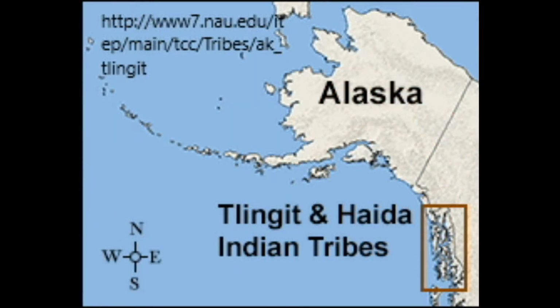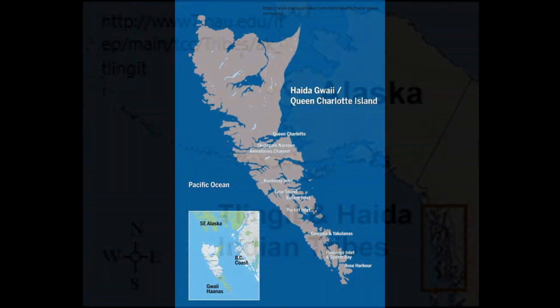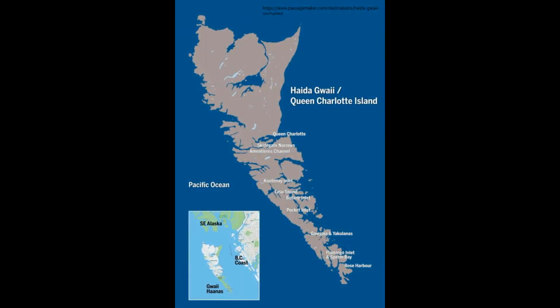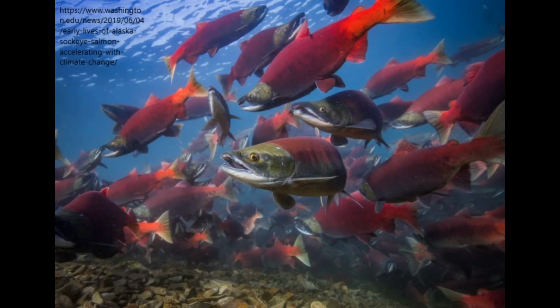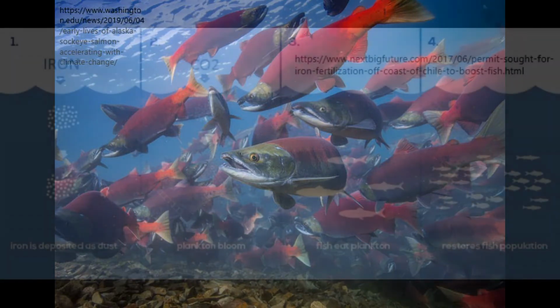His experiment was supported by the local Haida people, who paid him $2.5 million to dump the iron into the ocean. The Haida people had been economically impacted by a decrease in their local salmon population. It's thought that this decrease in the salmon population was due to fishing and to global warming.